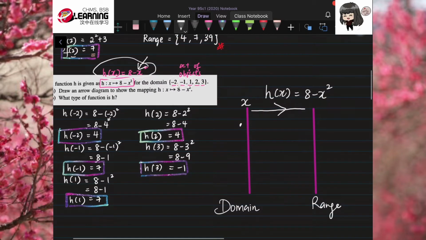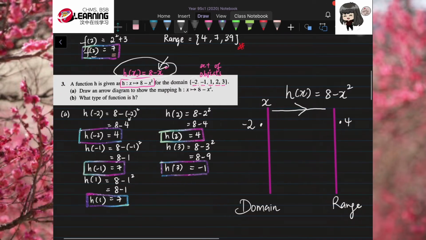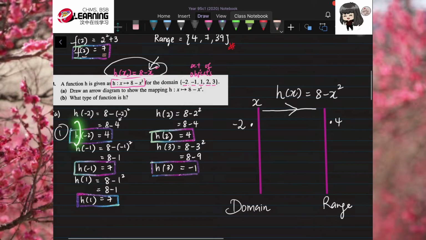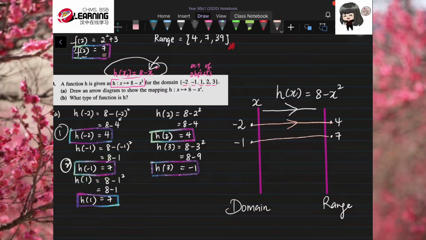So object of negative 2 maps onto image 4, from the first one here. How about the second one? Object of negative 1 maps onto image of 7. So 7 here. We draw the arrow, negative 1 maps onto 7.